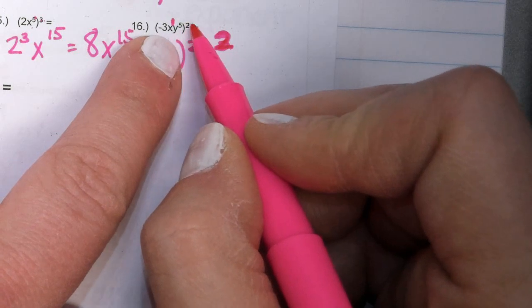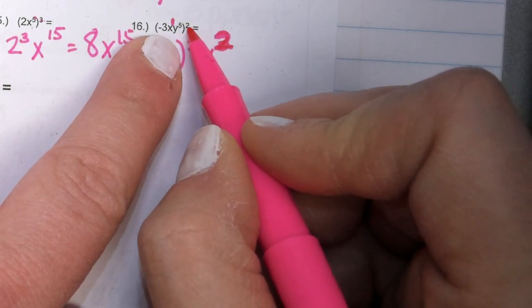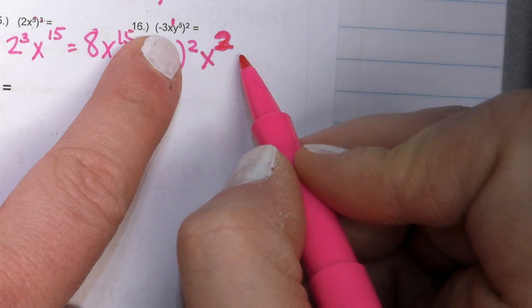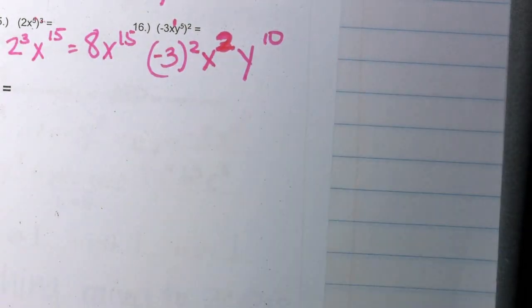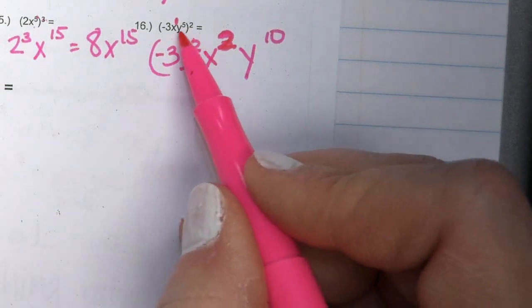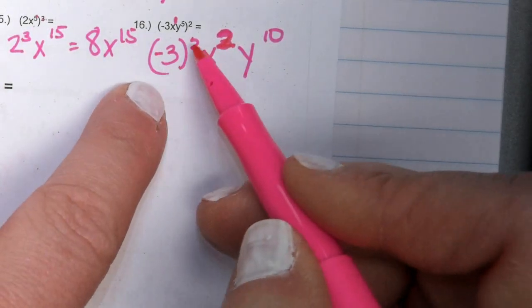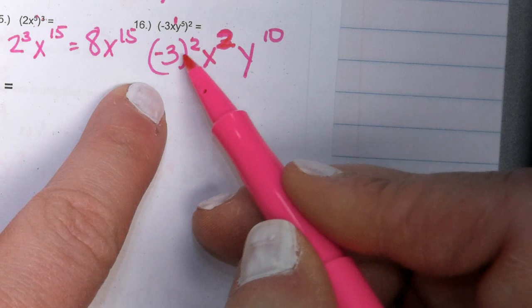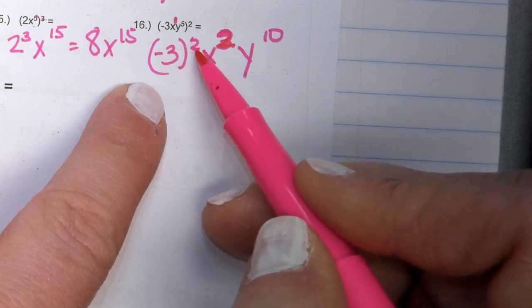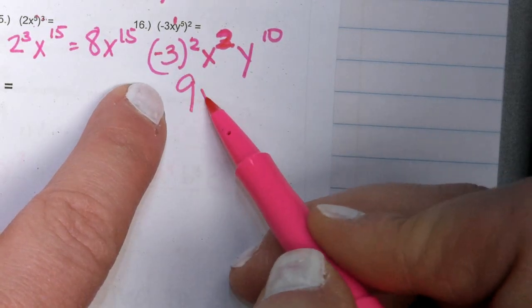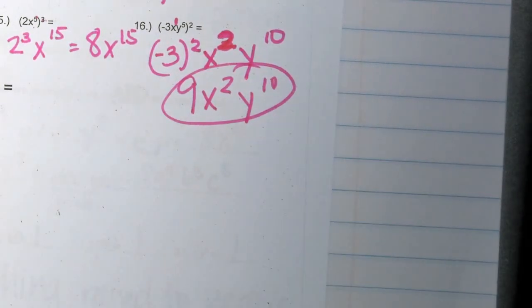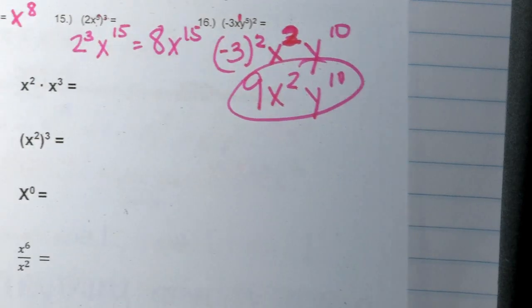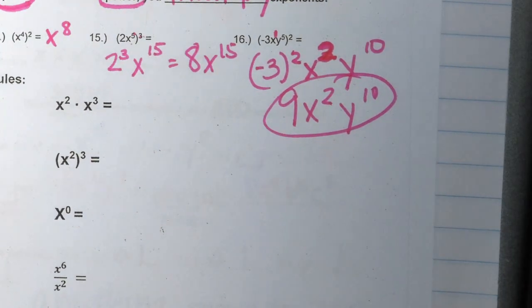And then y to the 5th to the second power, so we're multiplying those together. 5 times 2 is y to the 10th. But we could simplify this even more. Negative 3 times negative 3 is 9. So let's rewrite this, and that would be your answer.